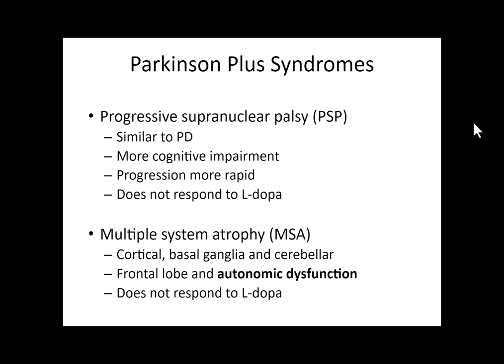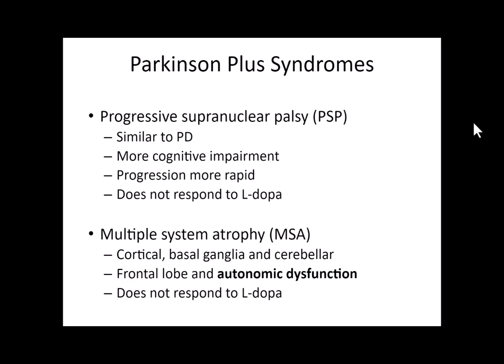The other Parkinson plus syndrome is known as multiple system atrophy. It involves cortical, basal ganglia, and cerebellar. Okay, it's characterized by frontal lobe involvement as well as autonomic dysfunction. That person has very poor blood pressure control. And in addition, it does not respond to L-DOPA. So just a little bit of difference from straight up Parkinson's or these Parkinson plus syndromes that you might come across in your future.